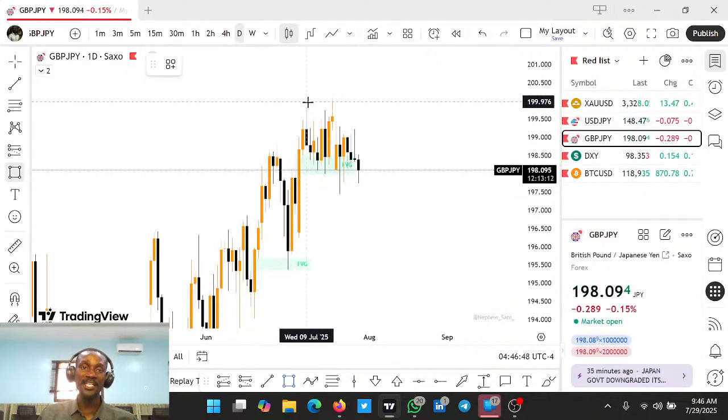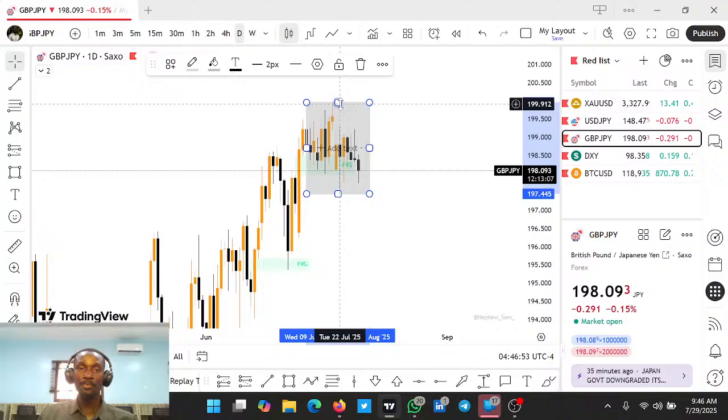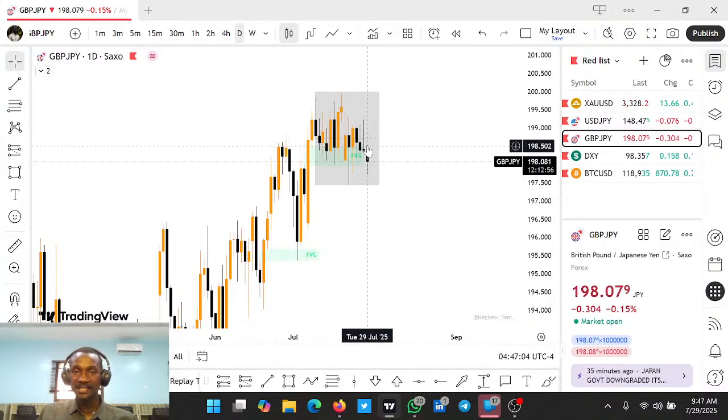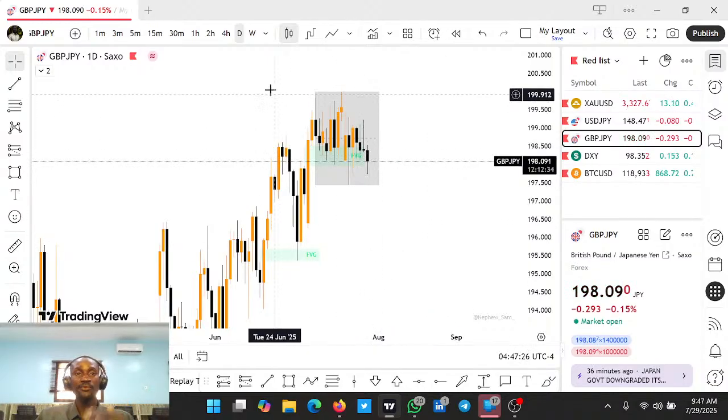GBPJPY has been ranging for days. You can see it has been ranging around the zone. Price has not broken above this and has not broken below it. So currently GBPJPY is in a ranging zone, but still, looking at the recent price action, we can see that price has been selling off and dropping. So my bias currently will be to sell GBPJPY. I should only look for opportunities to sell within this range. There's a weekly range we talked about, where price can get to and where price cannot get to. So this is a range. But currently the market has been ranging for days.